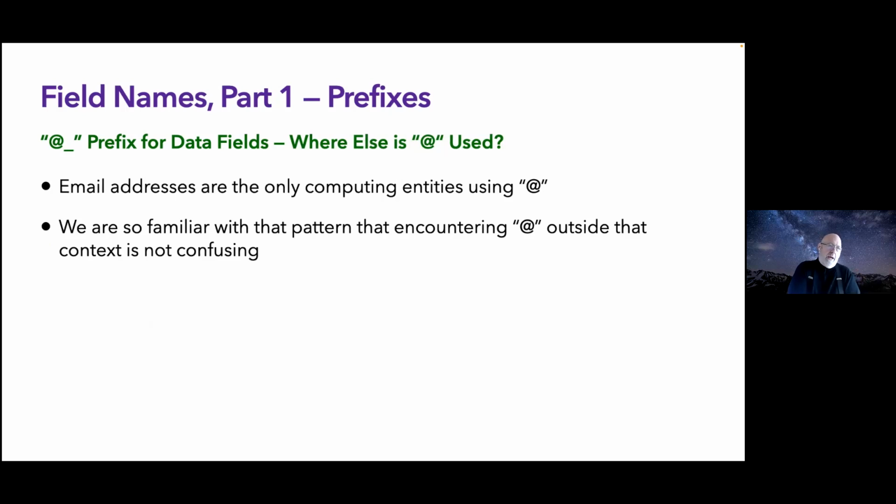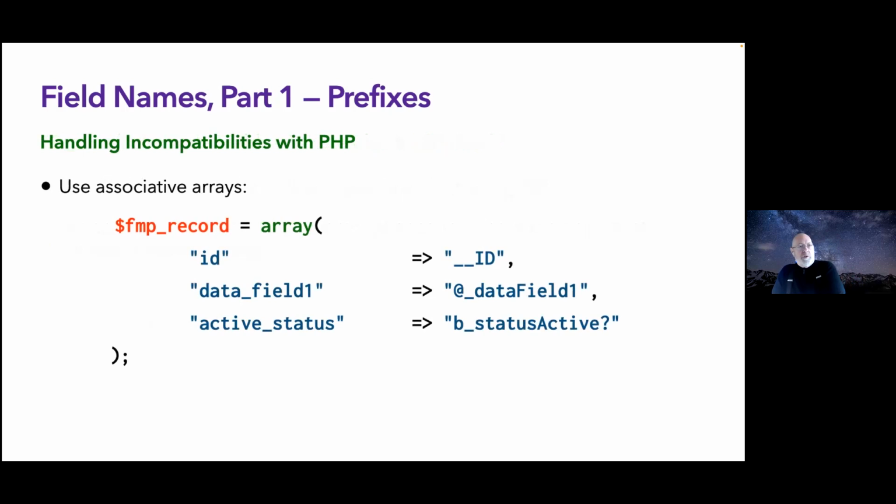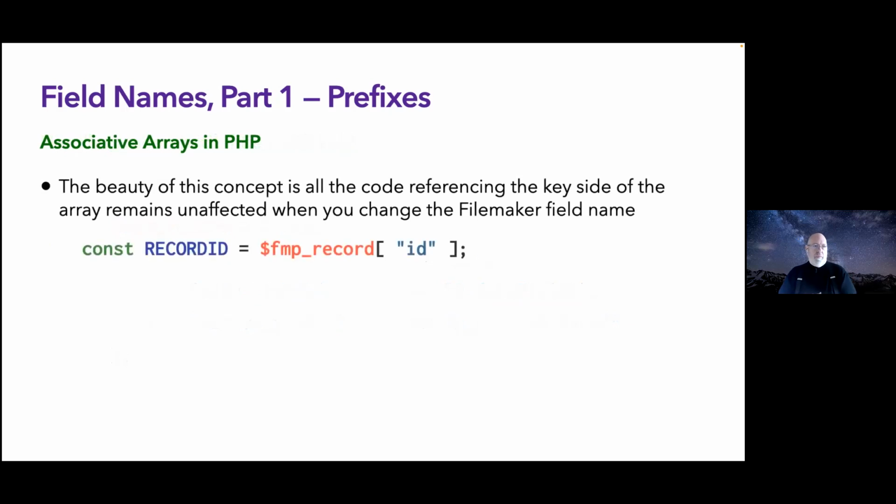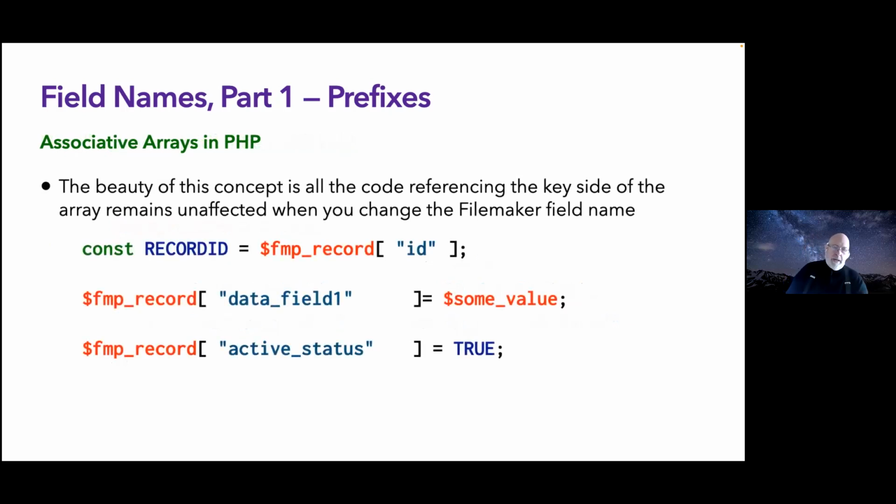So let's look at some possibilities for incompatibilities. The first is with PHP. This can be handled through an associative array. An associative array consists of key value pairs, and the key is the cell address, which is on the left. And then we have the equals greater than sign with the FileMaker field name on the right. And so the beauty of this is that when you're using that array in your PHP code and you want to change the field name in FileMaker, the only place you have to change it is one place, and that is in that single array. And then everything else ripples, it just automatically adapts and doesn't have any problems.